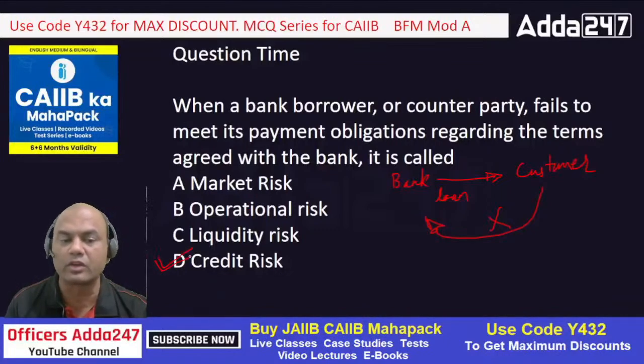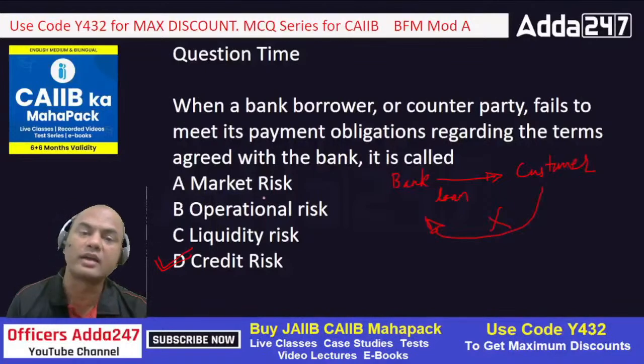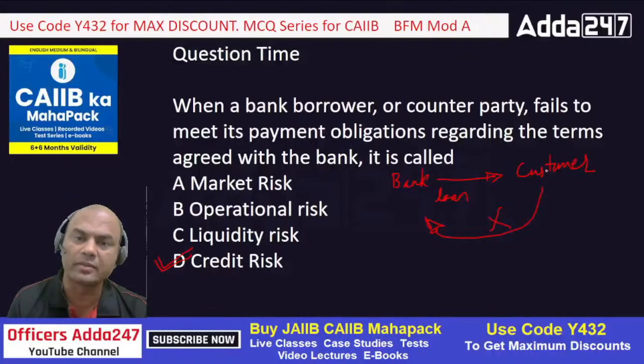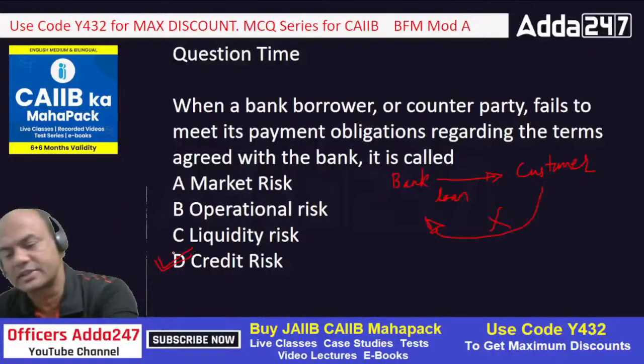D, credit risk. Always remember a few points. Market risk is not in your hands. Russia invading Ukraine, COVID situation, these are all cases of market risk. Operational means your own employees creating some problem, or your systems going down, or any terrorist attack happening. These are all operational risks. Liquidity means financial, there is no money with you. It can be either for principal or for interest. So the correct answer over here, when the borrower does not pay the money, or EMI or the loan, it is called credit risk.